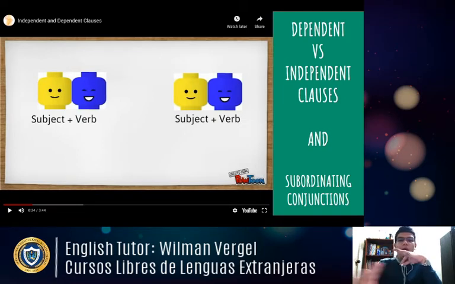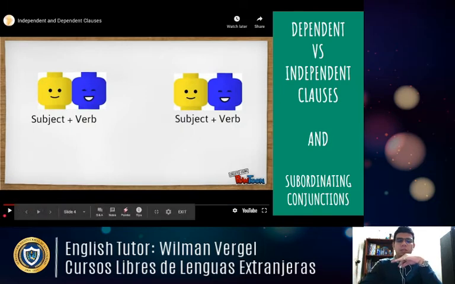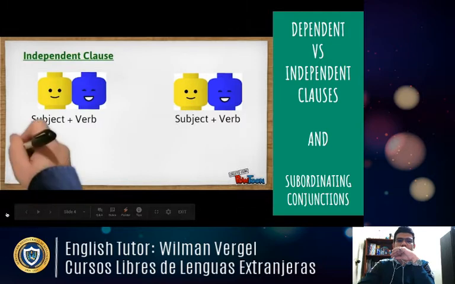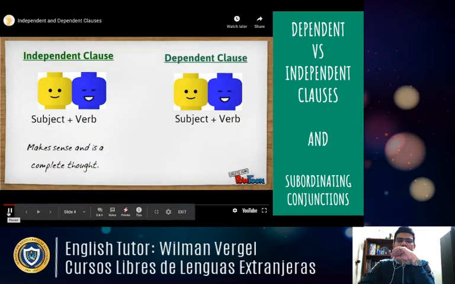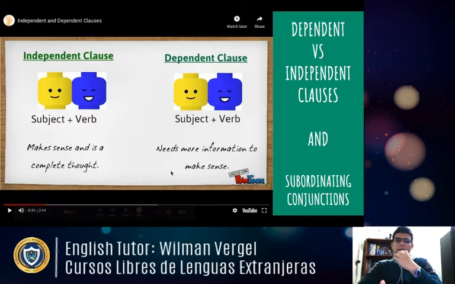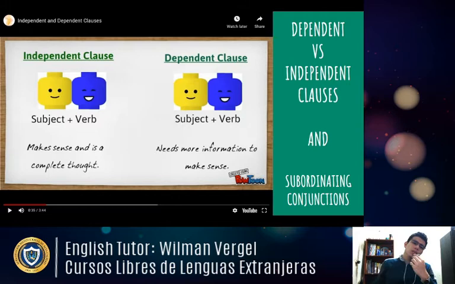They're just clauses. Okay, so that's very important. The only difference is that an independent clause makes sense and is a complete thought all by itself. A dependent clause needs more information to be a complete thought. Okay, this is basically the difference between an independent clause and a dependent clause, because the independent clause, as she said, makes sense and it's a complete thought. You don't have to add anything else for the clause to make sense.